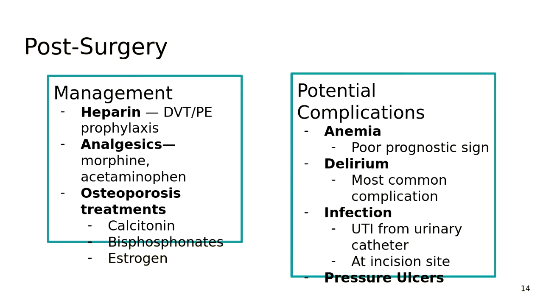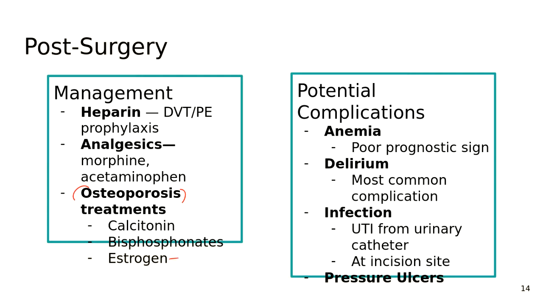Okay, so post-surgery, we have some management: medications such as heparin for DVT and PE prophylaxis, because long bone fractures increase the risk of DVTs and PEs. Analgesics for pain management, such as morphine or Tylenol. And then, of course, trying to treat the original cause, the osteoporosis, through calcitonin, bisphosphonates, and estrogen for women.